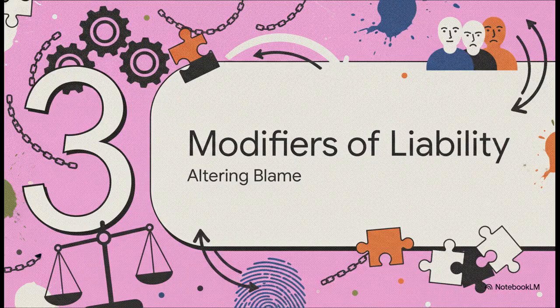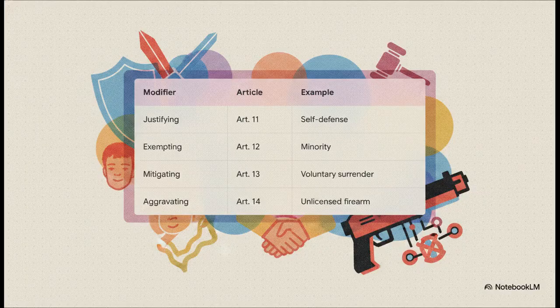Okay, on to Section 3, modifiers of liability, because in the legal world, things are rarely just black and white. Liability isn't just a fixed switch. It's more of a sliding scale modified by the actual circumstances. We have justifying circumstances like pure self-defense under Article 11, where technically no crime is committed.